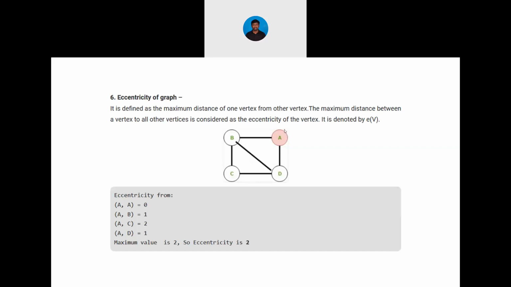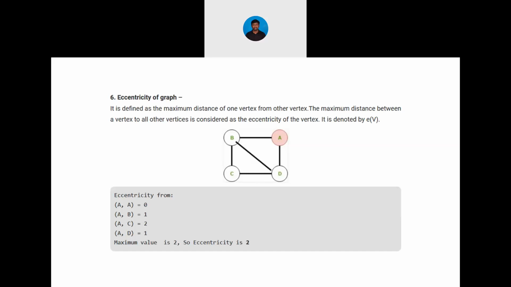within this node or actor, for example A to A, the distance is 0. A to B, the distance is 1. A to C, the distance is 1 plus 1, it is actually 2. A to D, the distance is 1. So here the maximum value is 2, so the eccentricity is 2. This is how we have to calculate the eccentricity of a graph. It is the maximum distance between a vertex to all other vertices, right? It is considered as the eccentricity of a vertex.